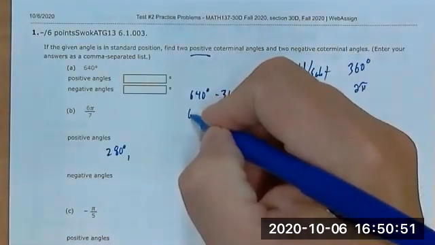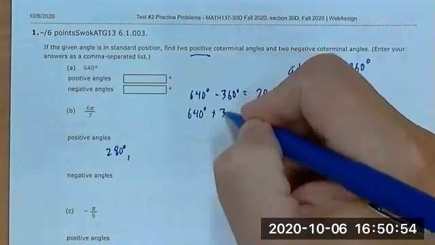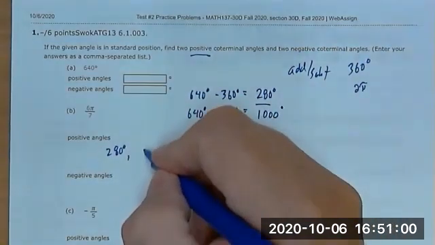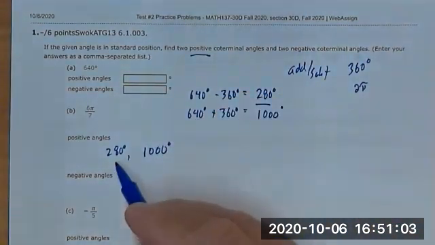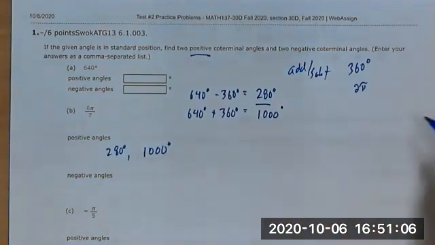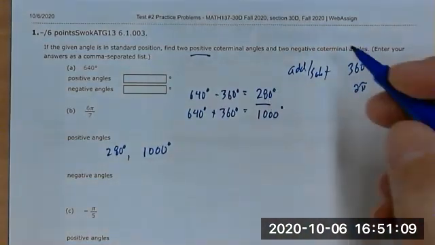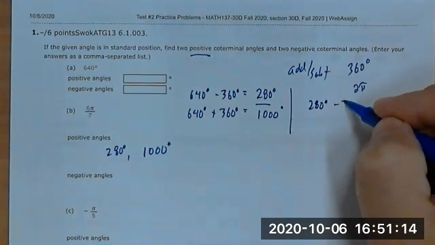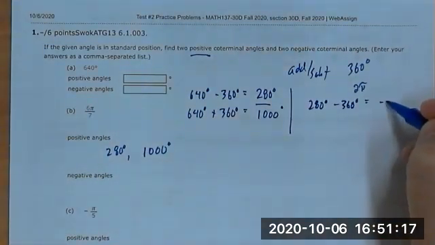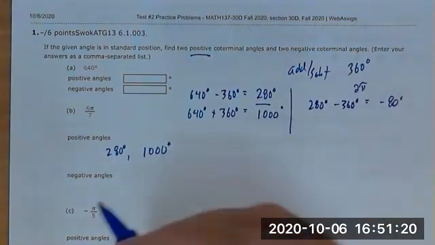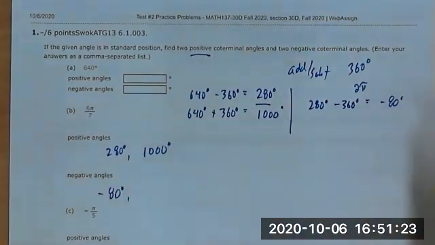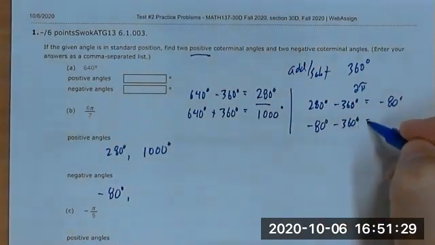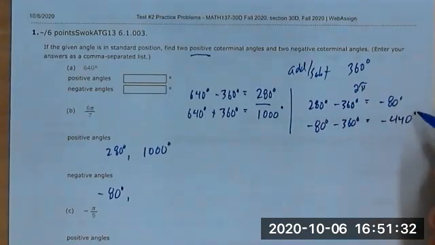So now to get another positive angle, since I need 2 of them, I'm going to add 360 degrees. And I think that actually gives me 1,000 degrees. So there's 2 positive coterminal angles. Now for the negative ones, I'm going to pick up where I left off with this 280. I'm going to go ahead and subtract 360 degrees, because then I will have a negative 80 degrees. And then if I subtract 360 more, I have negative 440 degrees.